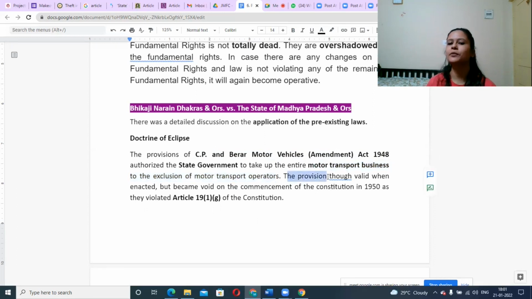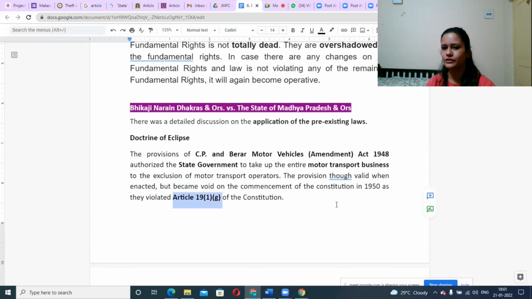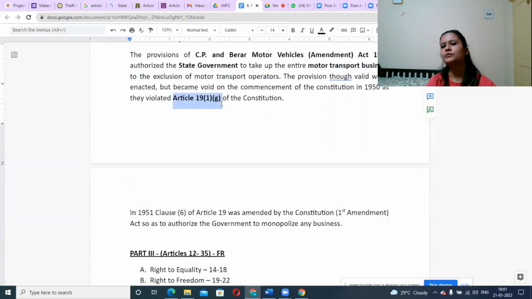But what happened is, the provisions, though valid when enacted, when this law was made, it was valid, it was operating, it was working fine. But when the constitution became applicable in 1950, the Constitution of India guarantees us a fundamental right under Article 19(1)(g). Okay? Under this, we are given the freedom to enter into any trade, profession, business, vocation, etc. Like whatever business we want to do, we are free to do that. That is a fundamental right given to us. Okay, so the Constitution gave us this fundamental right that you can do whatever business you want to do.